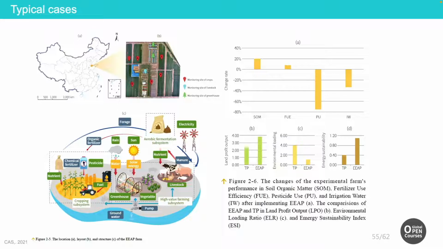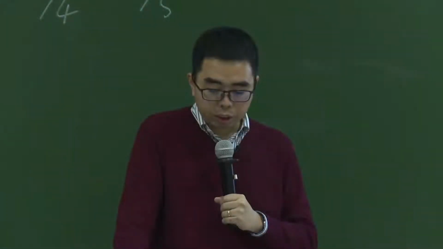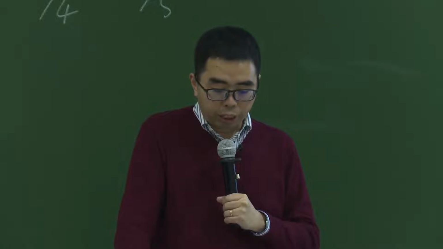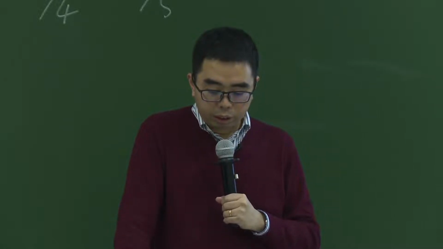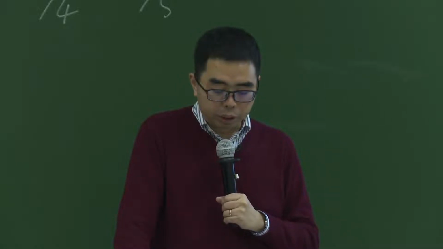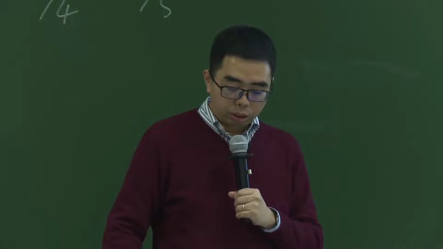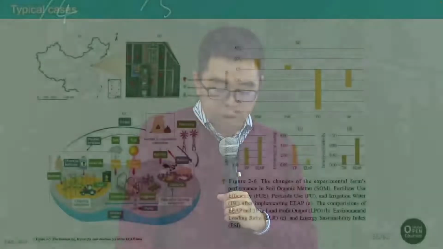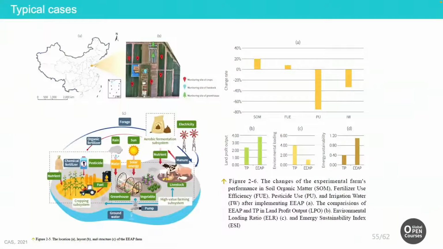The fermentation subsystem improves the production efficiency of organic manure fertilizer and the use efficiency of livestock feed using microbe fermentation technologies and equipment. We can see how the farm works from the left figure.